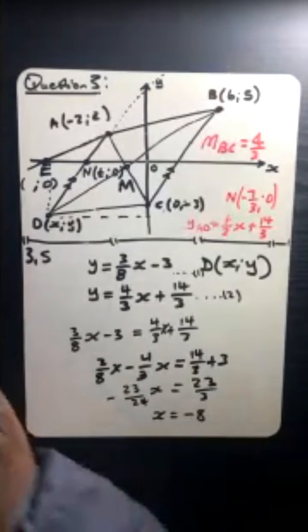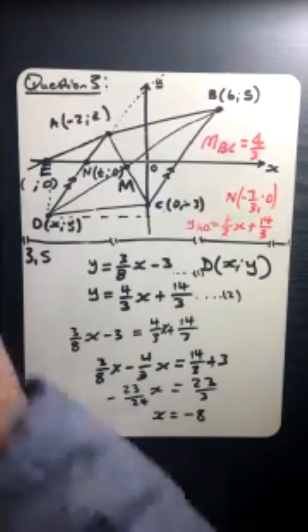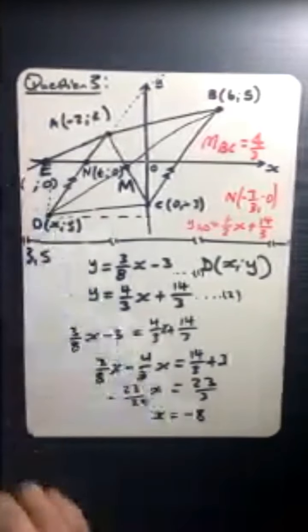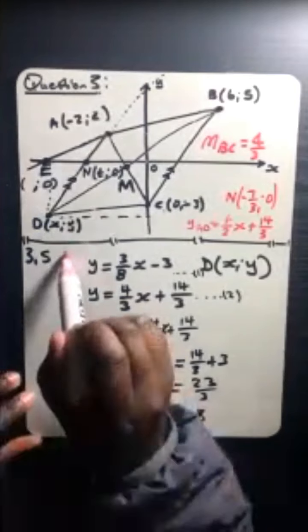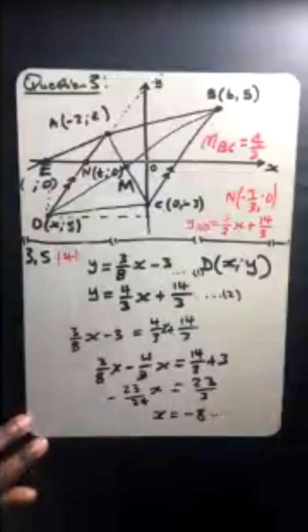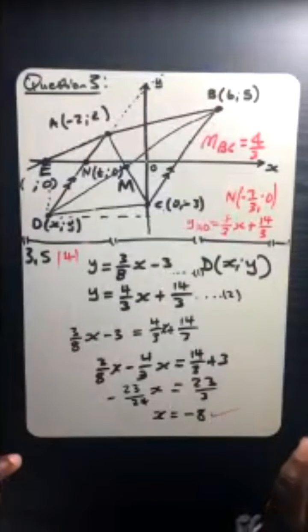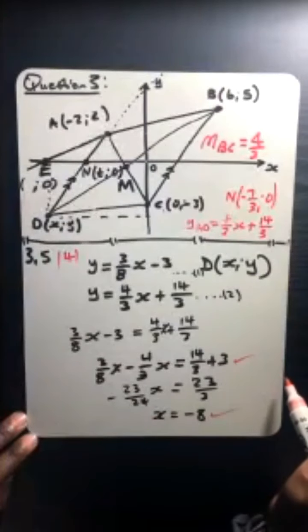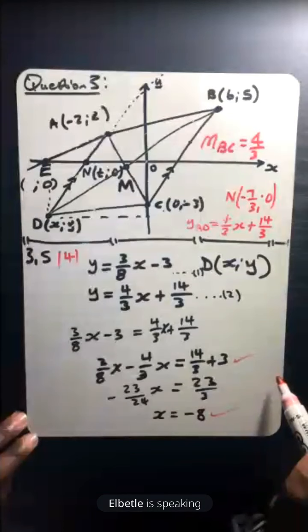So all of you who got -8, it is correct. And this question was allocated 4 marks. If you got -8 already, you've secured a mark over there. And I'm sure there's also a mark for correctly substituting and equating, which is how you get the -8.